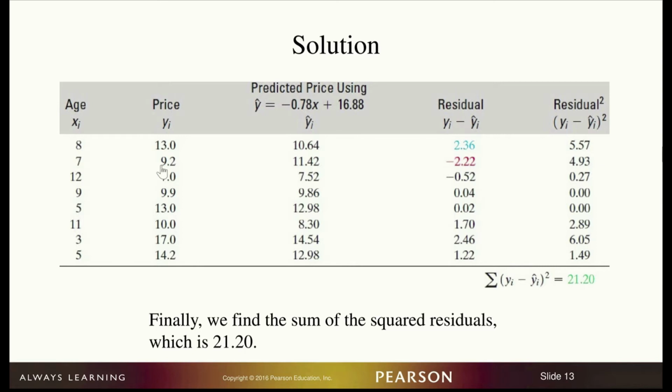So for 7, from our table, we know that the actual result was 9.2. If we plug 7 into this model, that'll give us 11.42. Then we do the subtraction, we get this, and then we square this to get this, right? So do it for every single one of these, add all those. Here is the sum of the squared residuals.